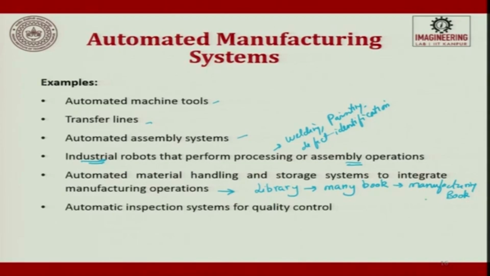But when you look at a factory where, for example, a car factory, they have 10,000 parts. Now, all these parts have to be stored in a 3-dimensional space. You cannot spend so much time in identifying each of the locations. So, what they do is they have an automated material handling system where you tell which part you want, then immediately there is a shuttle which goes to that location, pulls up the bin and comes and delivers to you. So, automated material handling and storage system to integrate the manufacturing operation is also an automated manufacturing system.